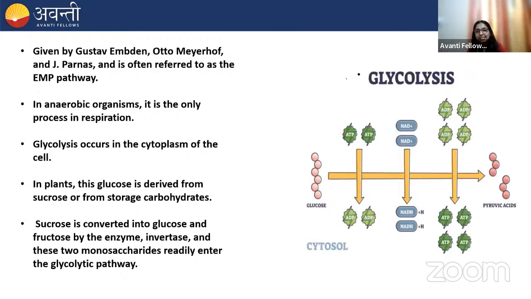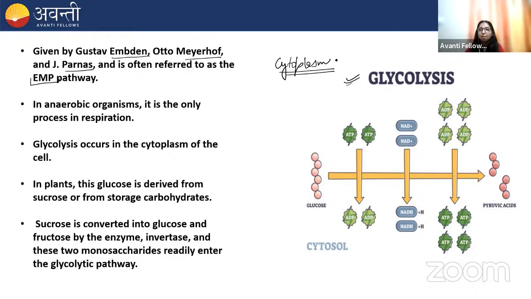Next, we are going to discuss glycolysis. Glycolysis, as the name suggests, glyco is for carbohydrate, sugar, and lysis is breakdown. This pathway was given by Embden, Meyerhof, and Parnas. That is why we call it the EMP pathway. And glycolysis takes place in the cytoplasm.